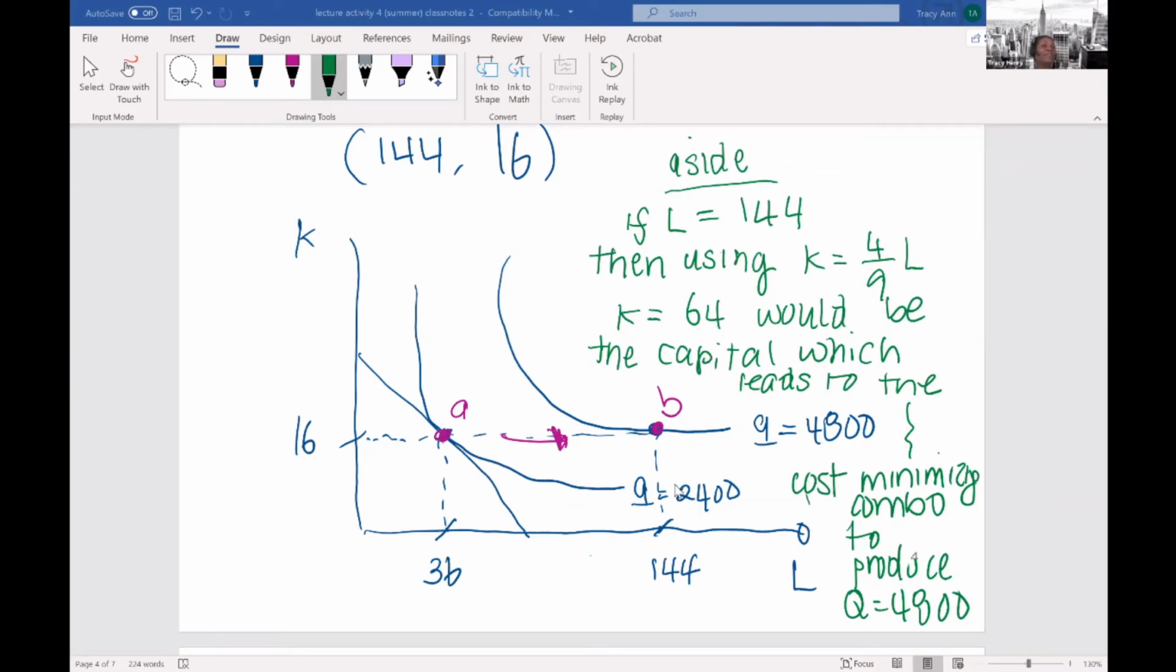Now, for those of you who are adventurous, you would also realize that using 144 labor and 64 units of capital is going to give me an even greater amount of quantity. It's going to give me something that's greater than 4,800, which is not what I want anyway. So that's just my aside.